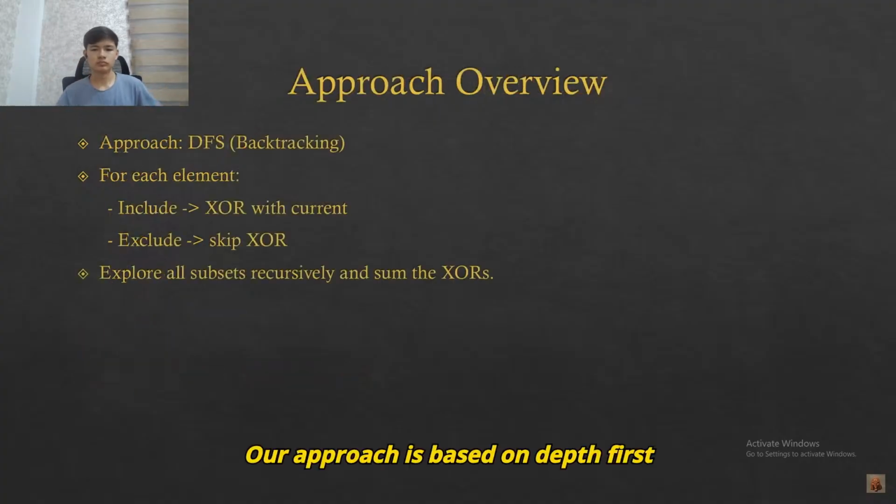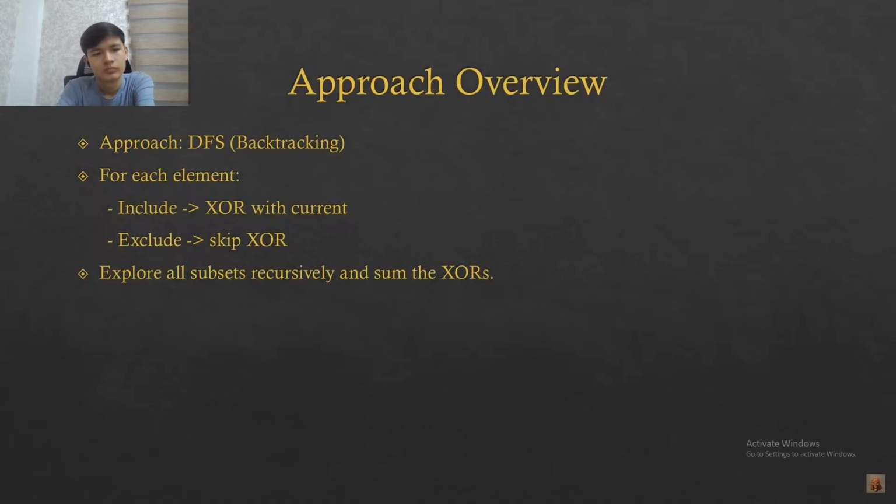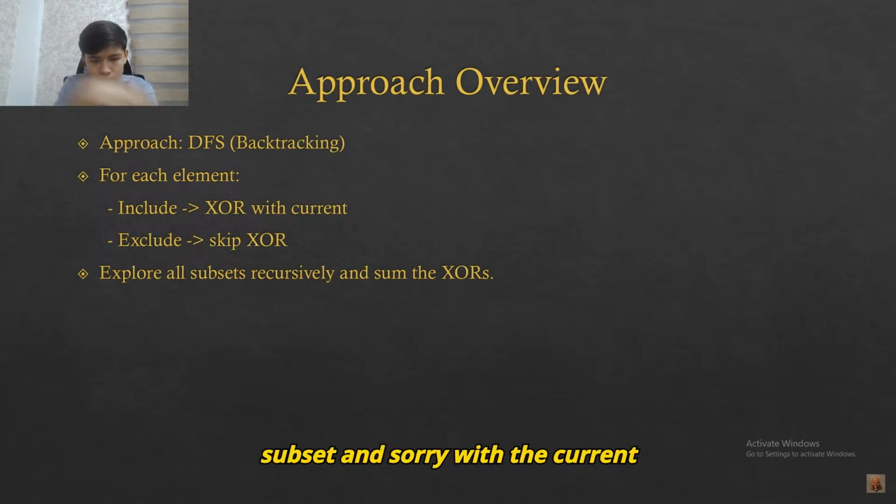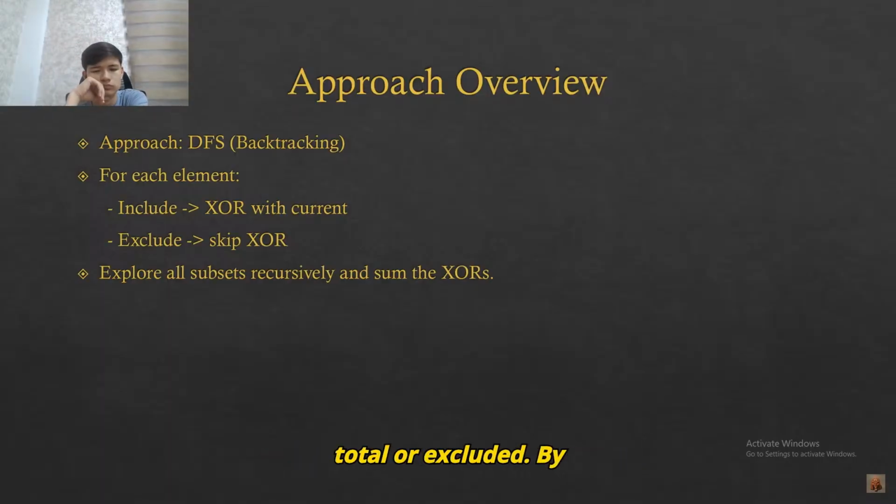Our approach is based on depth-first search using backtracking. For every element in the array, we have two choices: include it in the current subset and XOR it with the current total, or exclude it. By exploring all possible combinations recursively, we can cover all subsets and calculate their XOR values.